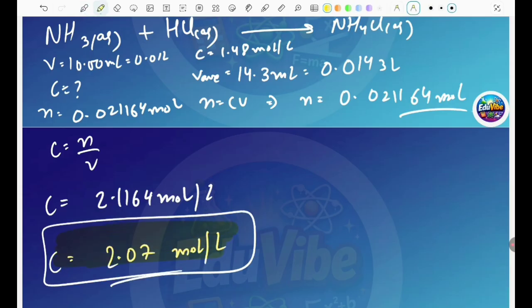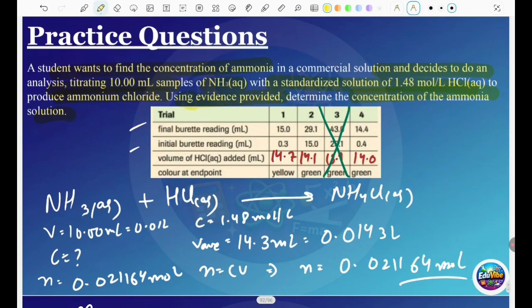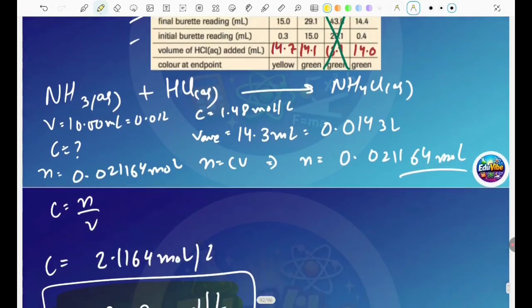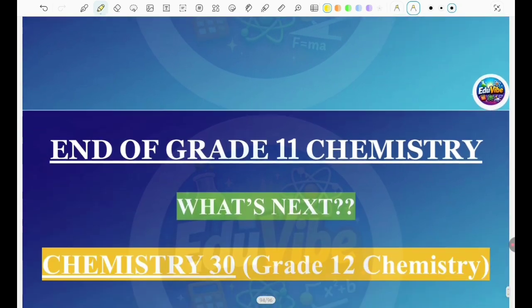So that's your answer. That's how this works, and you have to know about this question because it is very important. You get one question like this for sure in your exams, in your units, in your quizzes. So you have to know this. Very important question. And we do more about this in grade 12.